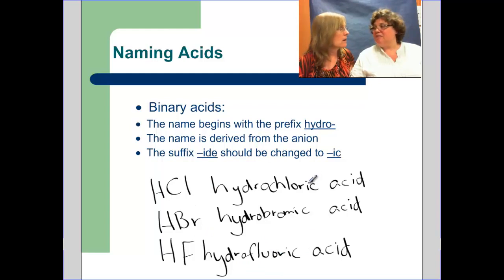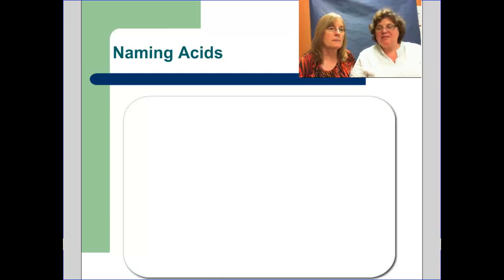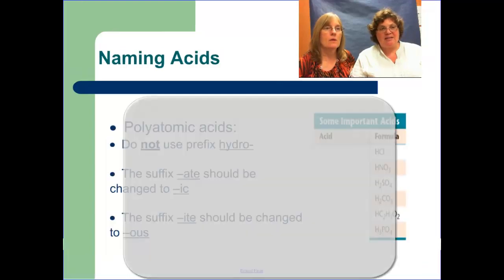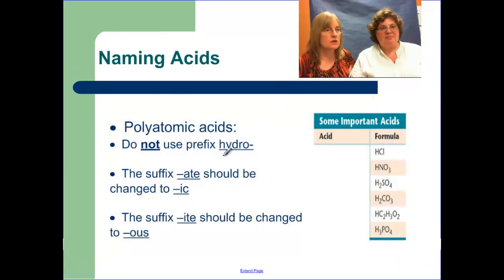No, binary ones are very, very straightforward. What messes students up a lot of times is when they see an H, they say hydro something. And it's only hydro when it's two elements. So as soon as we get into the polyatomics, it's not hydro anymore. That's how you differentiate between a binary acid and a polyatomic acid. So if we have a polyatomic acid, you don't use hydro. You look at the ending of the polyatomic. So if we had a formula that ended with the SO4, the sulfate ion, we would change the end.